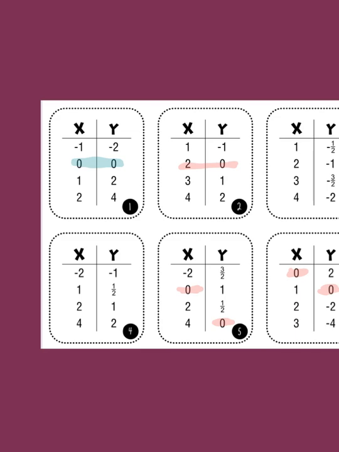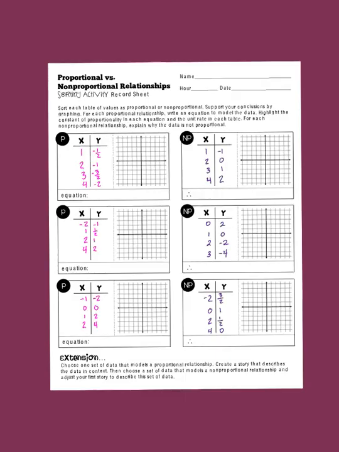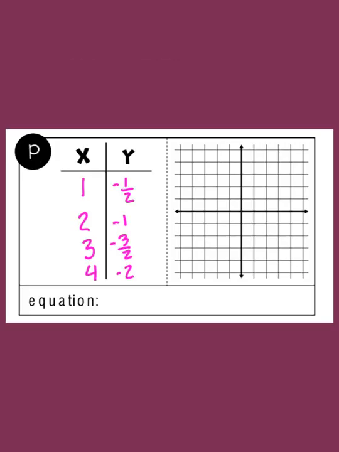Now, if there's no 0 listed, I don't know what my y is when my x is 0, so I don't know if it's proportional or not. So let's go ahead and look at some of these. You have this sheet in front of you, and we're going to do some of them together, and you're going to do a couple on your own. So let's start. I'm going to start by graphing this line. So 1 and negative 1/2, 1 on my x, so that would be here, and then negative 1/2, so that means I'm going to go down a half. Okay, so I'm going to go ahead and plot that.